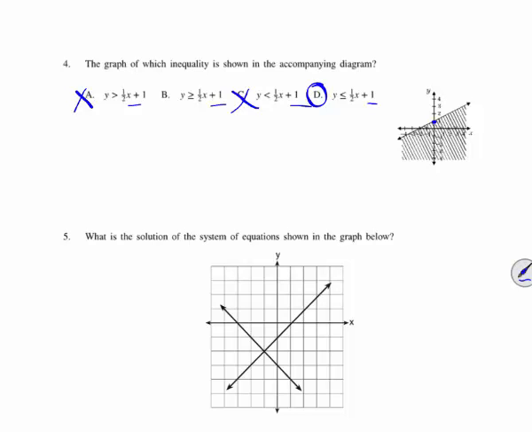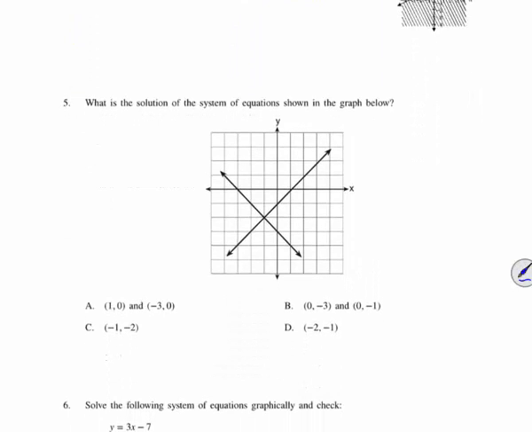What is the solution for the systems of equations? So we have to take a look to see where they intersect. This is going to be negative 1, negative 2. And there's only one solution, which was choice C. Next question.